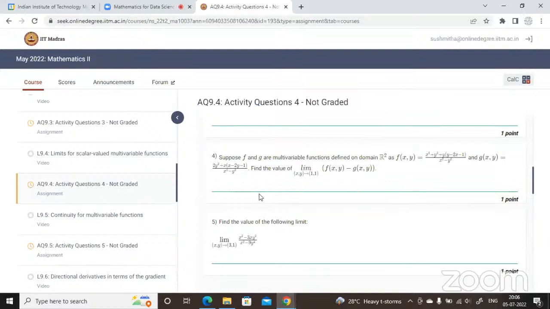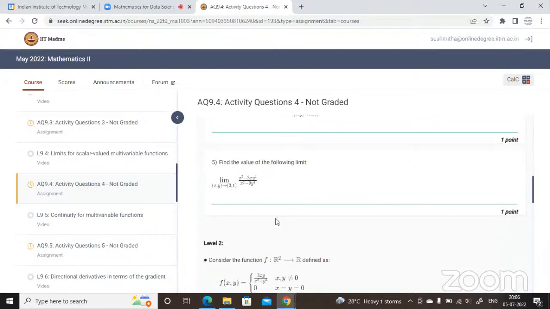Okay, ma'am. One basic approach that I need to clear in question number 5. How should I approach this limit? Because the denominator comes out to be 0. So should I check this limit when I approach it from the x-axis and from the y-axis?